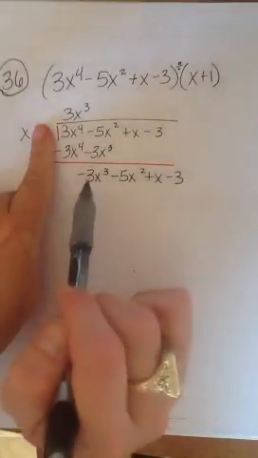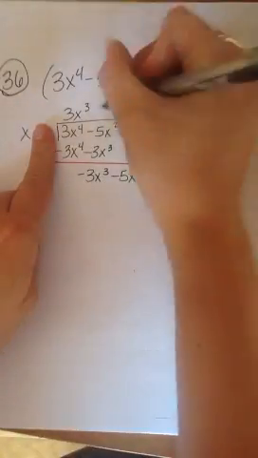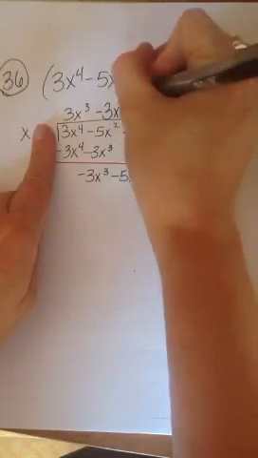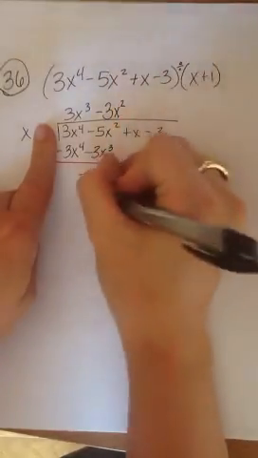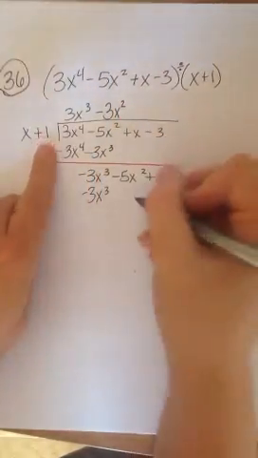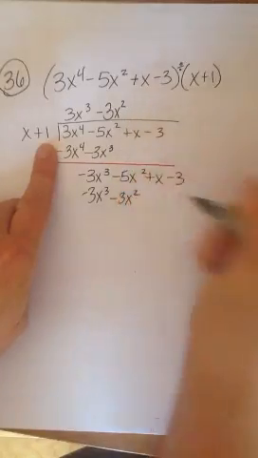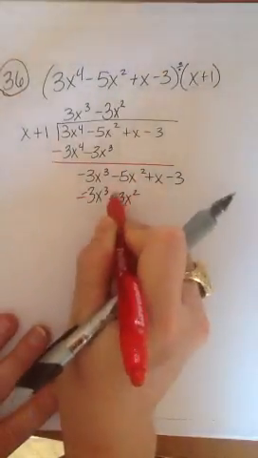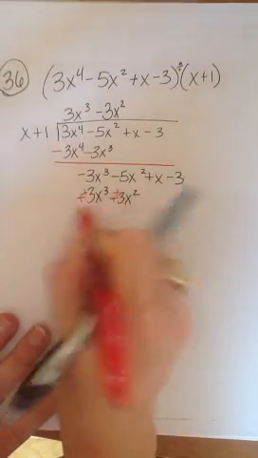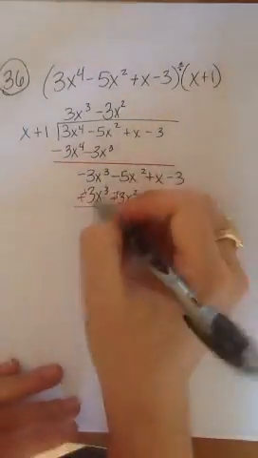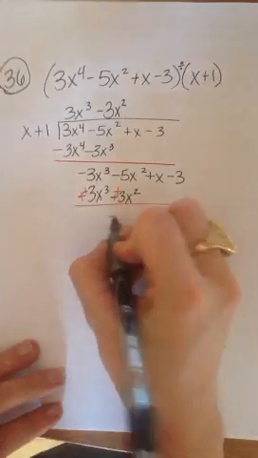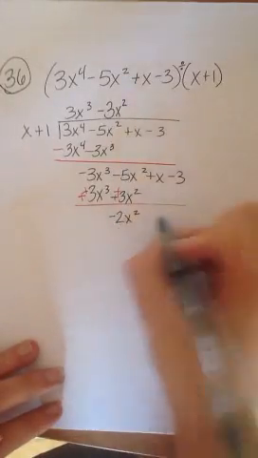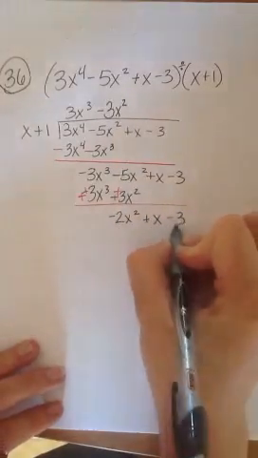You have x, you need negative 3x to the third. So you need negative 3x squared. Multiply. Multiply by a 1. And there we are. You need to subtract. 2 negatives make a positive. X to the thirds are gone. This is negative 2x squared plus x minus 3.